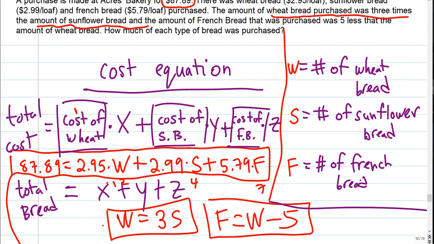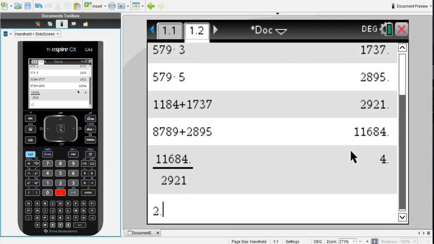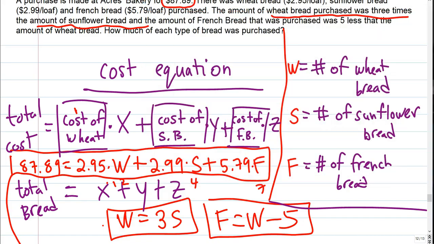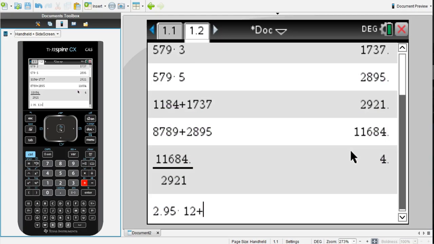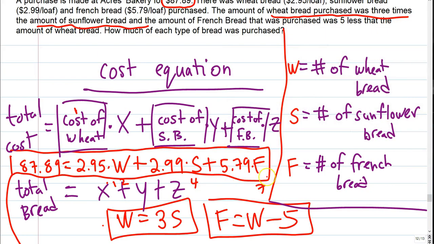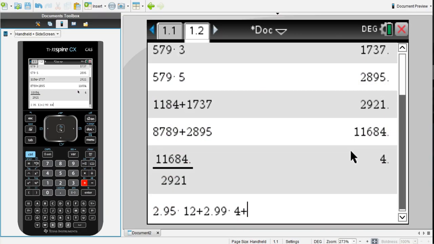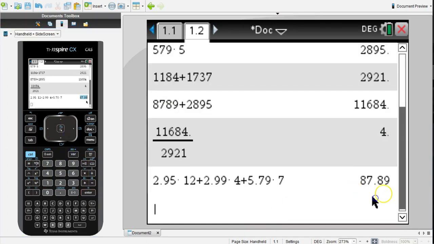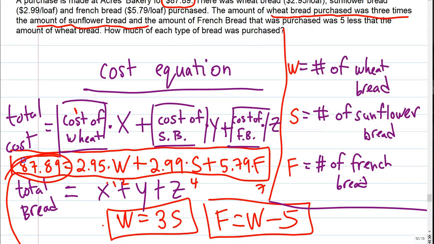So let's look. 295 times W, plus 299 times S, S was 4, plus 579 times 7, and that should be 8789. Those are the numbers that give us that cost.